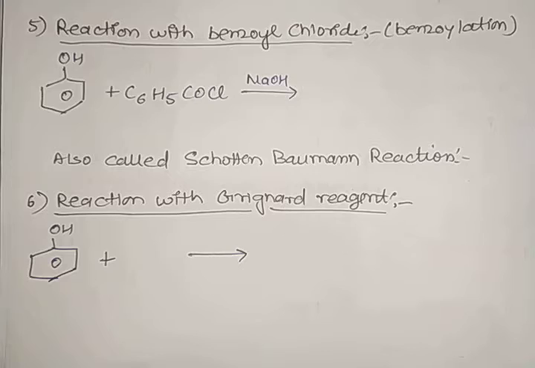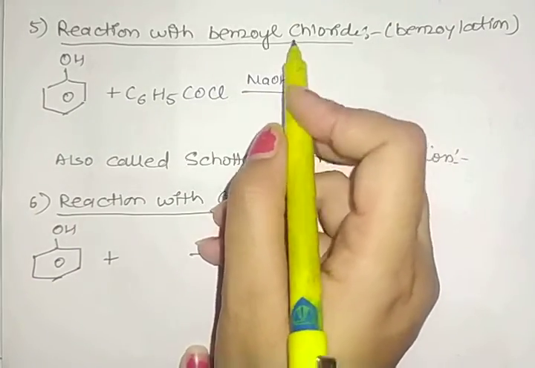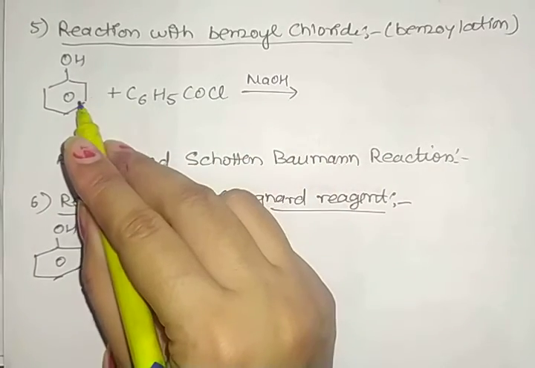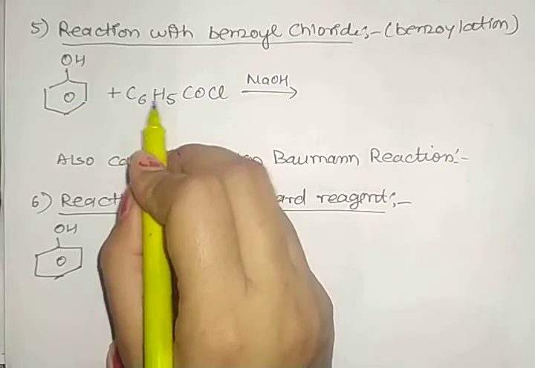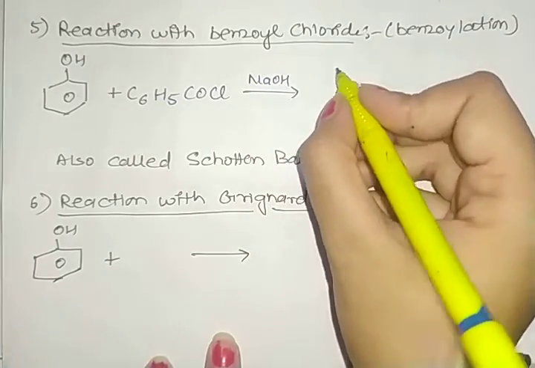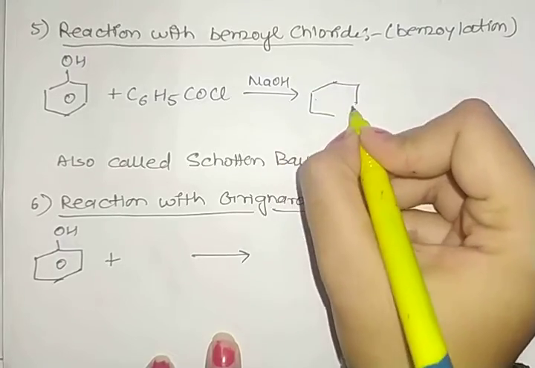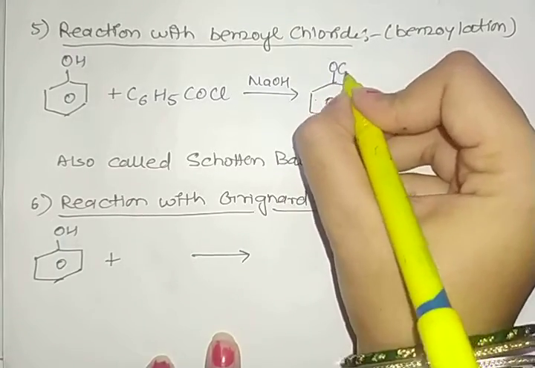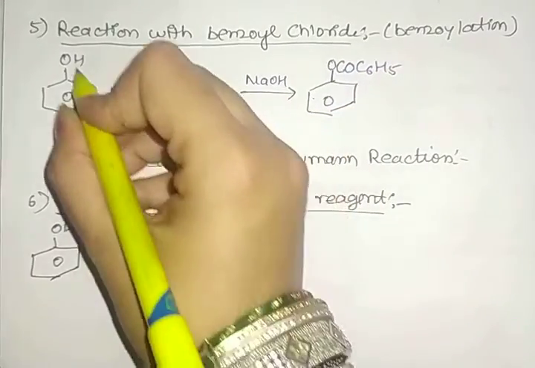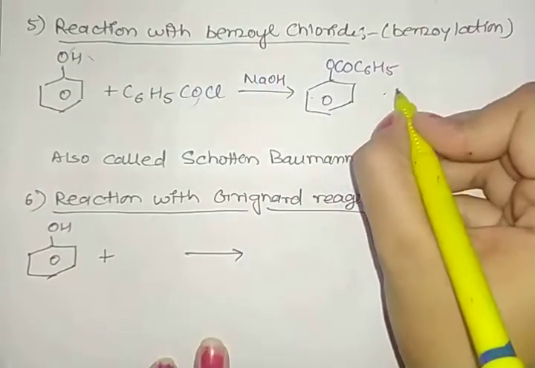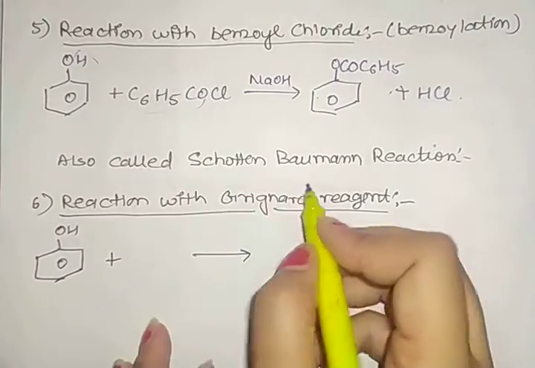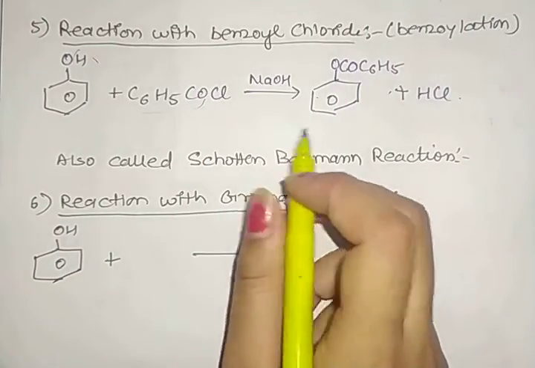Next one we have is reaction with benzoyl chloride. This is also known as benzoylation. So in this, we are again taking phenol and treating it with benzoyl chloride in the presence of NaOH, sodium hydroxide. So it will form phenyl benzoate, which is benzene ring. On the benzene ring we have COC6H5, this will go with this, and from here hydrogen is removed and here we have HCl, clear. This is also known as Schotten-Baumann reaction, an important reaction, remember that.